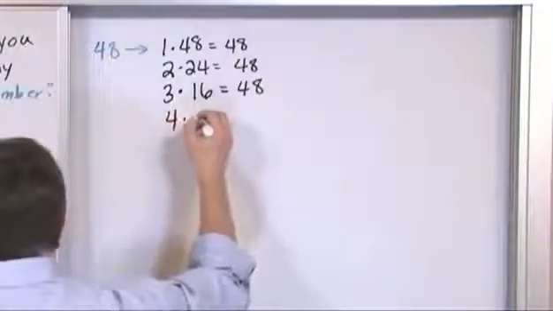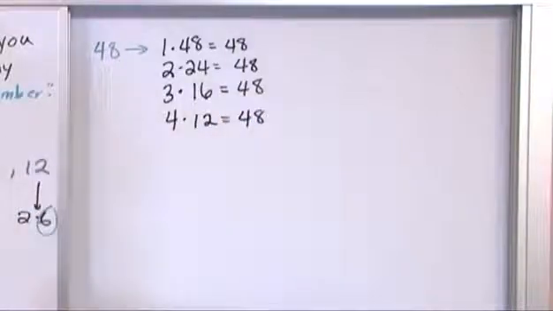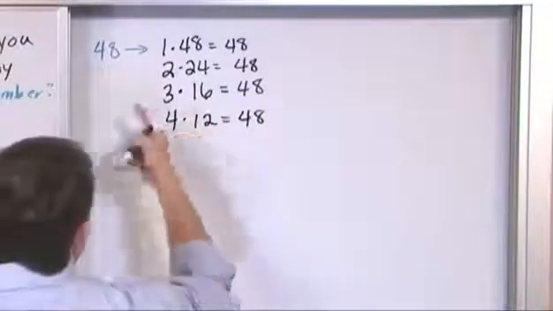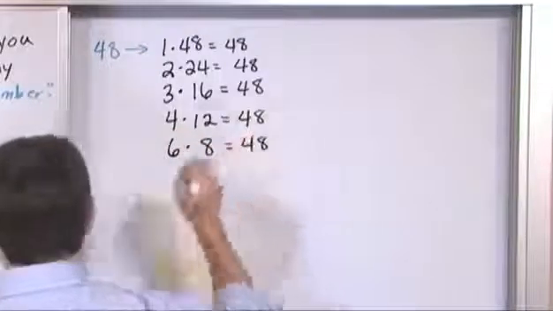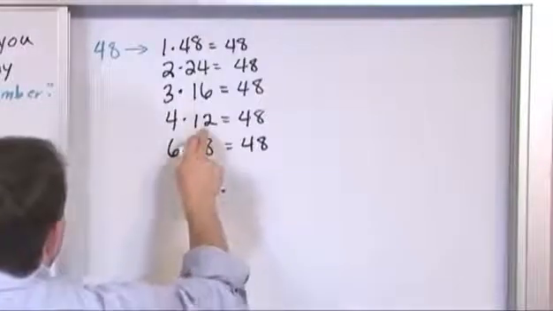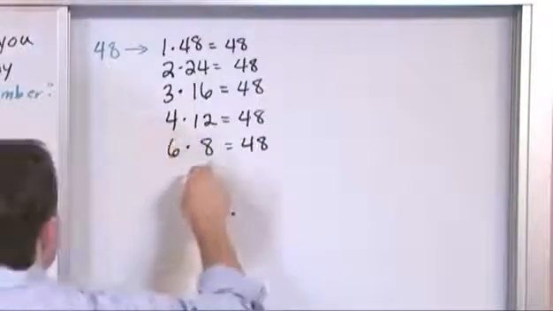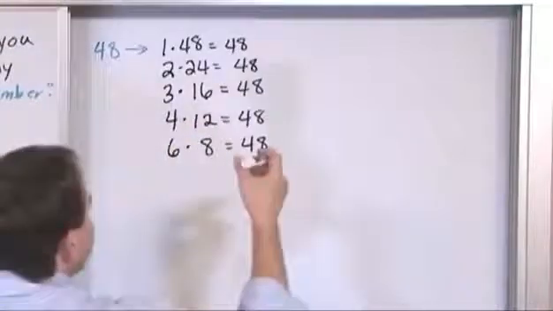4 can go in. 4 times 12 is 48. That's just from straight up your multiplication tables. And then 5 can't go in, but 6 can go in. 6 times 8 is 48. All right. Now, again, you can flip these around and say 12 times 4, right? Or 8 times 6 or 16 times 3, but those aren't really going to give you any additional numbers for your factors.